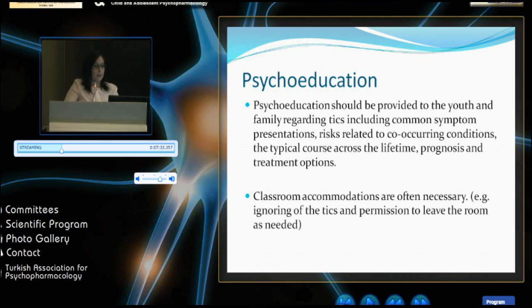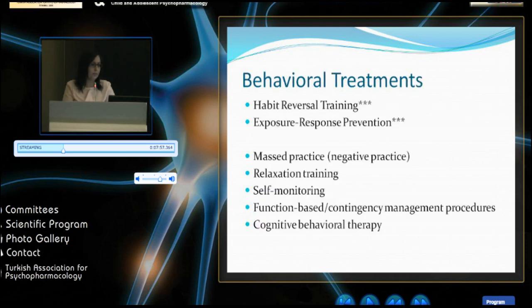This is the psychoeducation definition. For example, what should be the prognosis, what are the risks, and what are the co-occurring conditions. About all of these matters, the child and the families are informed. And for the classroom facilities, you may also have to inform the teacher as well. For example, when the child has to leave the classroom, he or she will be able to leave the classroom, and the teacher should be informed about this need.